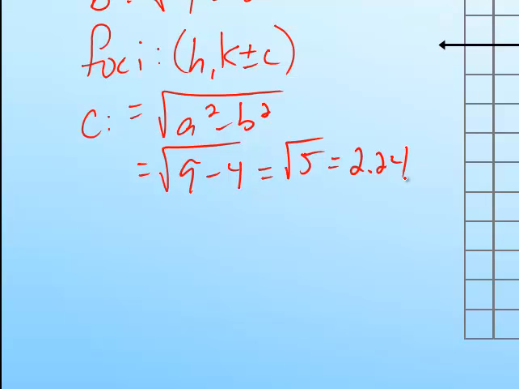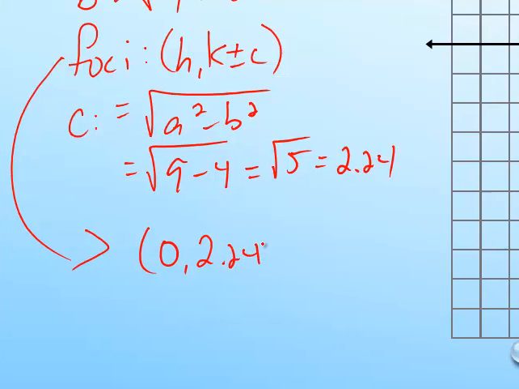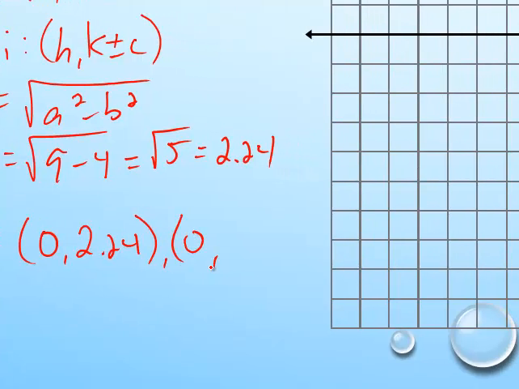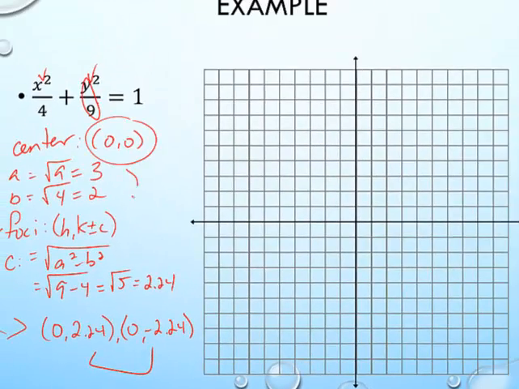So now we can find our foci. So our foci would just be h comma k plus c. h is 0, k is 0, and c is 2.24, so we'll have 0 comma 2.24. The other focus will be 0 comma 0 minus 2.24 because of k minus c, so we'll have 0 comma negative 2.24. So these are our two foci points, and this is our center, and our two lengths of a and b. So let's go ahead and plot all this information.